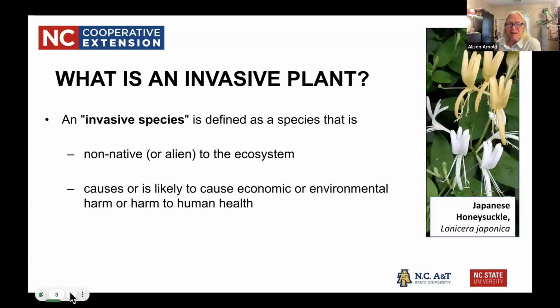So what is an invasive plant? We have invasive species in general, insects, animals, all kinds of organisms. They are defined as a species that is non-native or alien to an ecosystem, meaning it's not commonly found in that environment or that ecosystem. We're not going to go into whether they're exotic, native, or non-native. We're just using this definition. They are likely to cause economic, environmental, or harm to human health. So they become quite problematic when they come into ecosystems that they're not normally found.